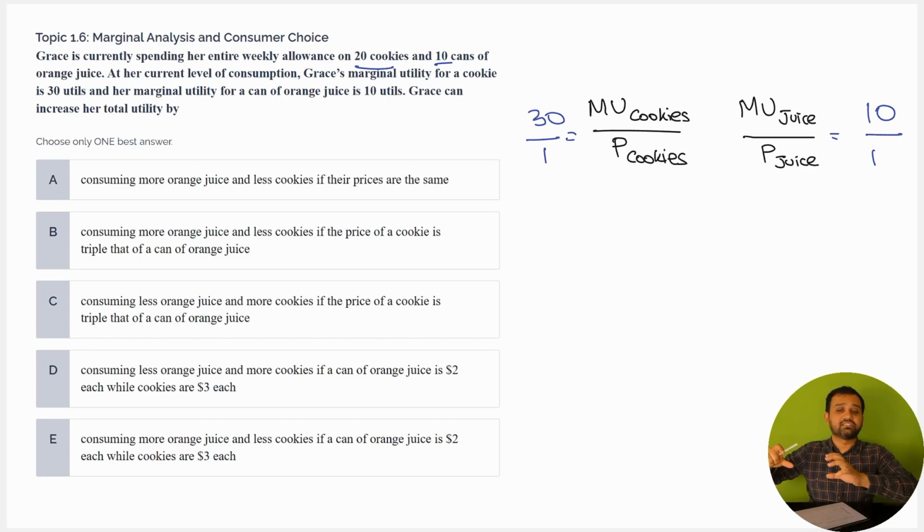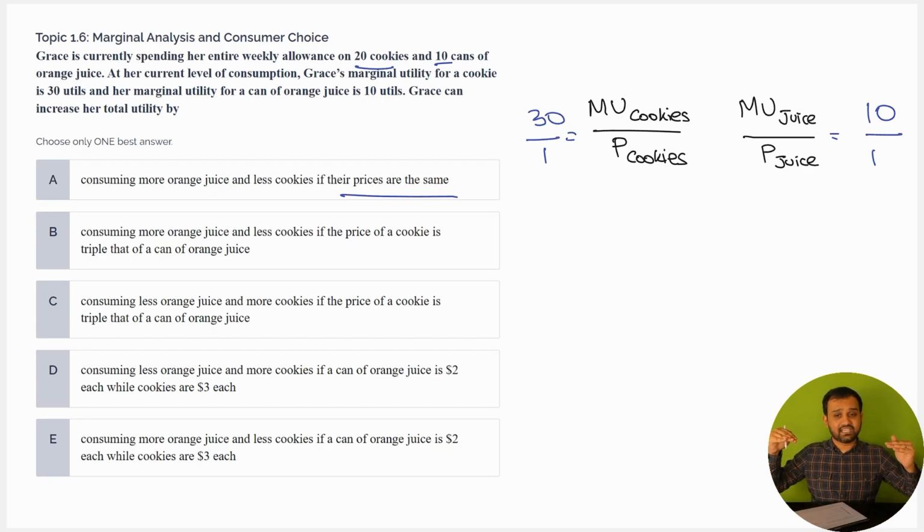So Grace should be allocating more money to cookies by taking away money from juice until they sort of become equal. That is sort of what we would expect would lead her to increase her utility. So if you look at the options, the first one says, consuming more orange juice and less cookies if prices are the same. We just discussed it's the opposite that would happen.